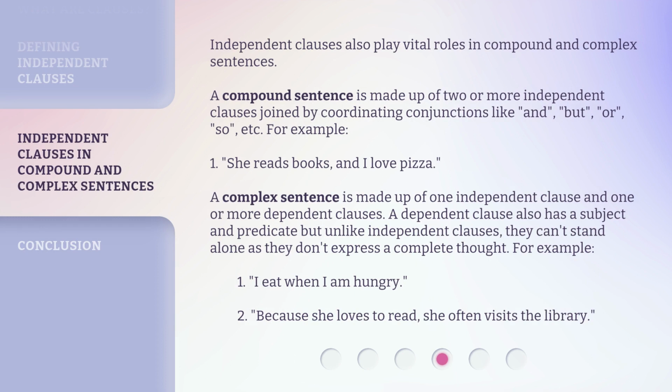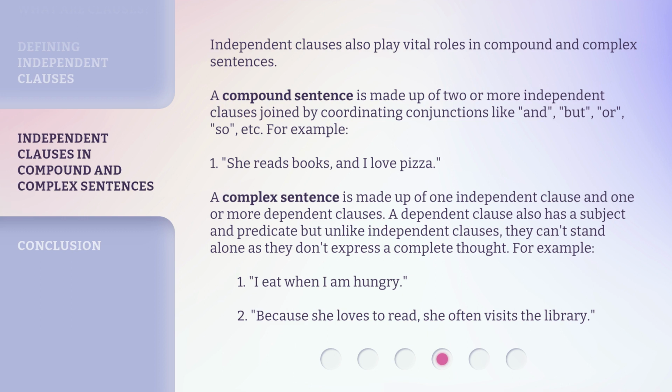Independent clauses also play vital roles in compound and complex sentences. A compound sentence is made up of two or more independent clauses joined by coordinating conjunctions like and, but, or, so, etc. For example, 1. She reads books, and I love pizza.